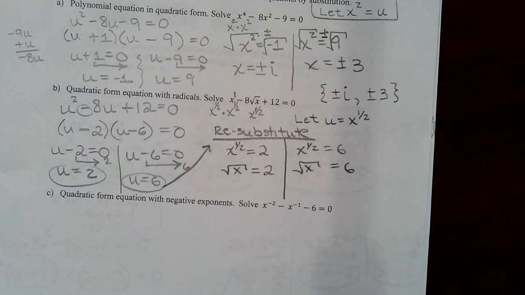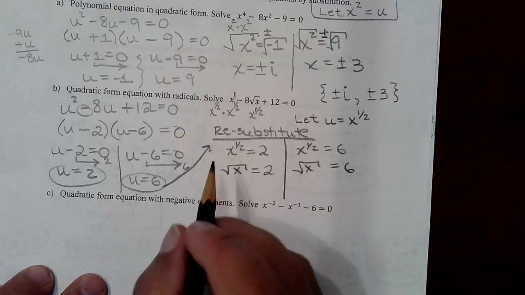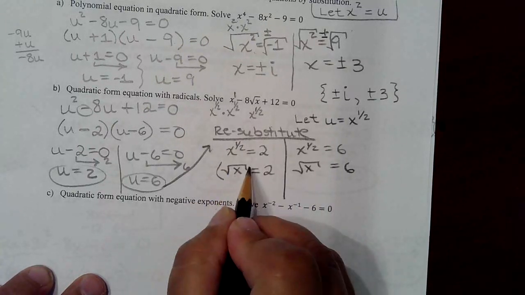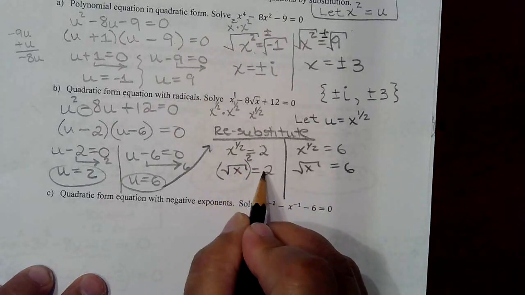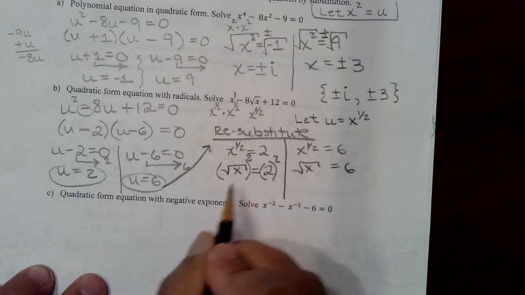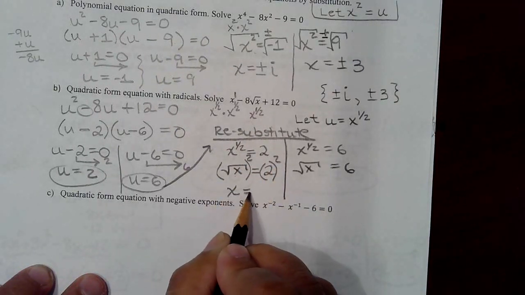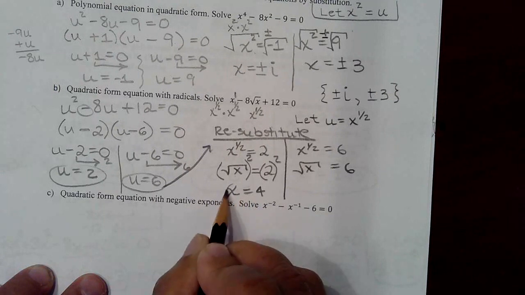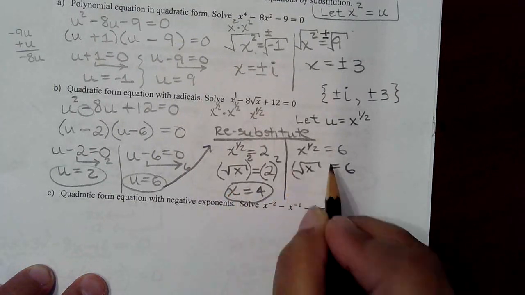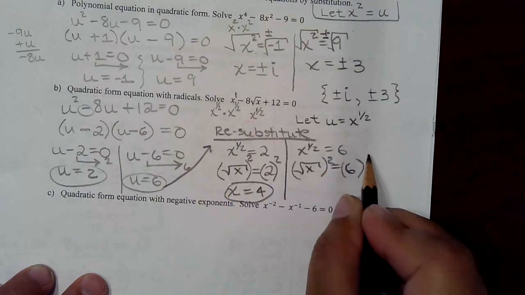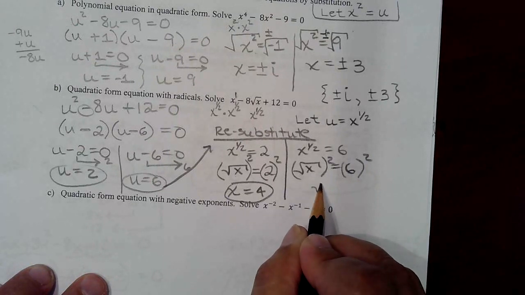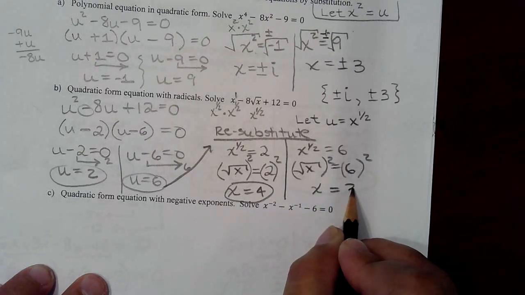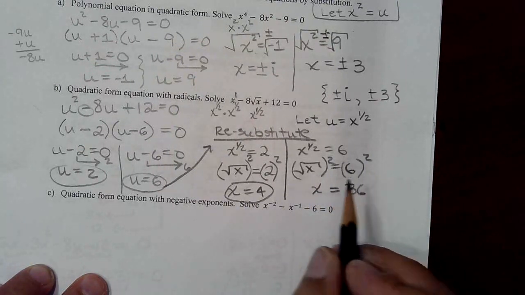Okay, so when you square both of these, you're going to square this, you're going to square this. So one of your answers is x equal to 4. And when you square both sides of this to get rid of the square root, you get x is equal to 36.